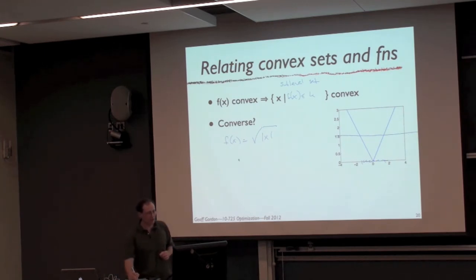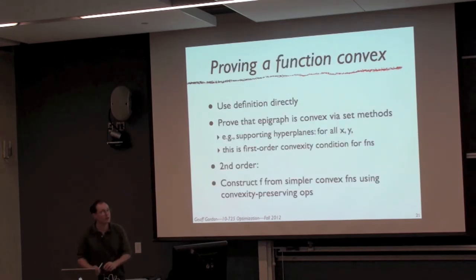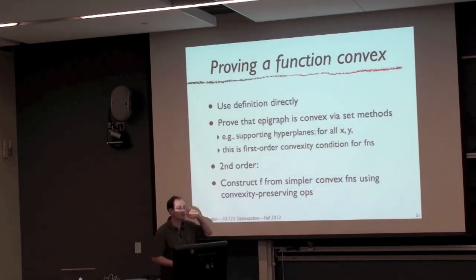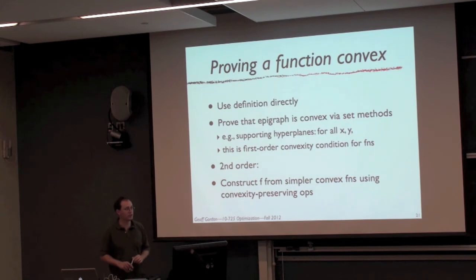And in fact, this is an important enough concept that it has a name. Functions, all of whose sublevel sets are convex, are called quasi-convex. Okay. And some of the algorithms that we're going to talk about work even for quasi-convex functions instead of convex ones. All right. Quasi-convex functions are not convex, but they share some of the properties of convex functions.